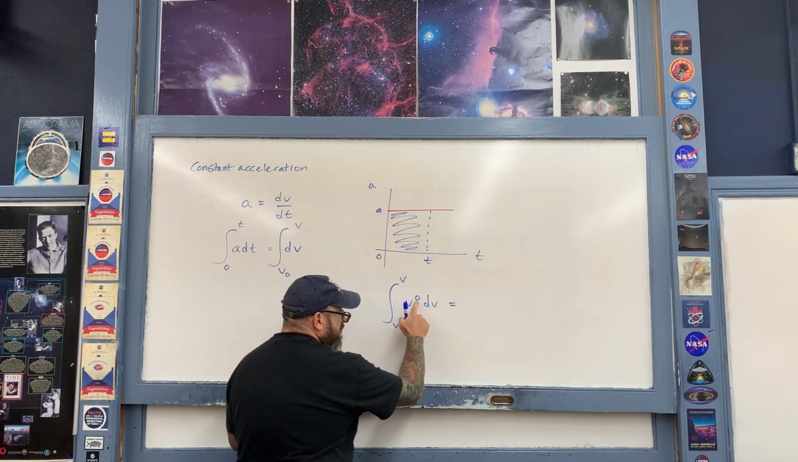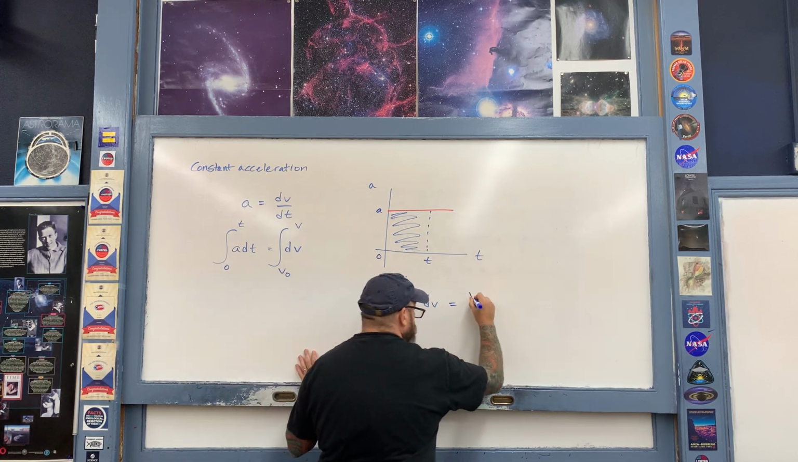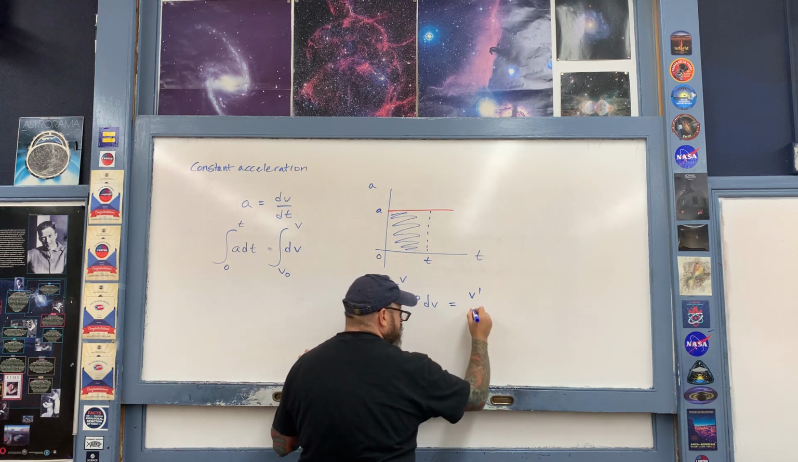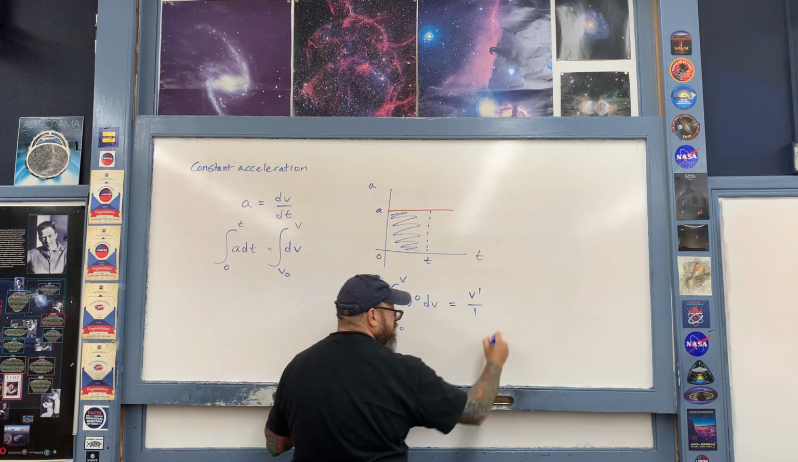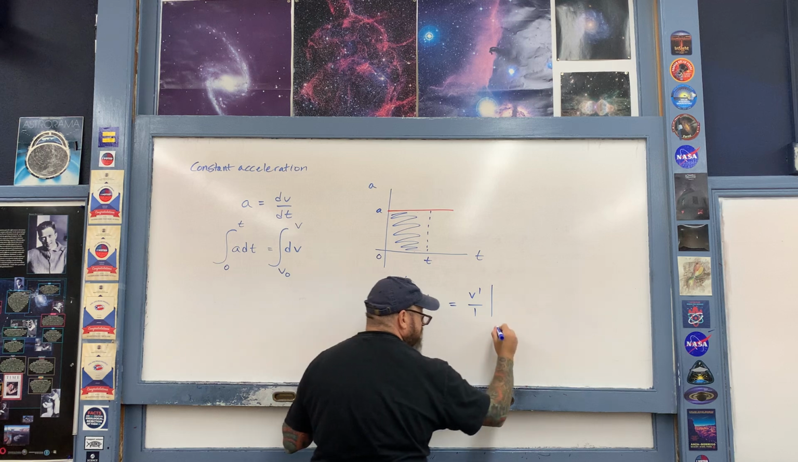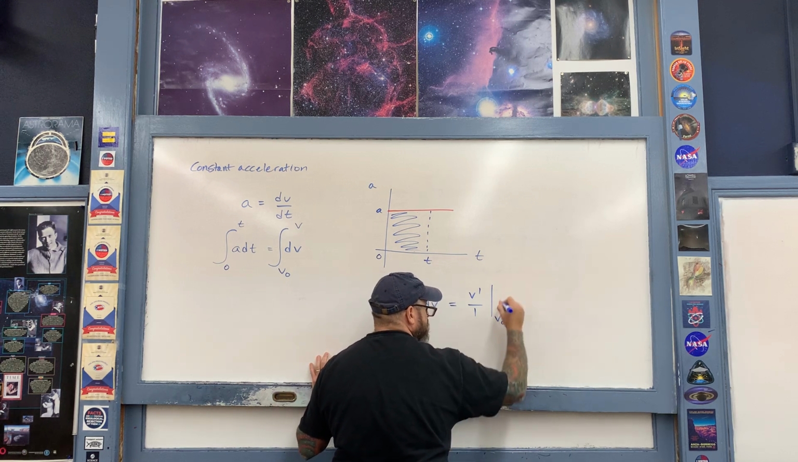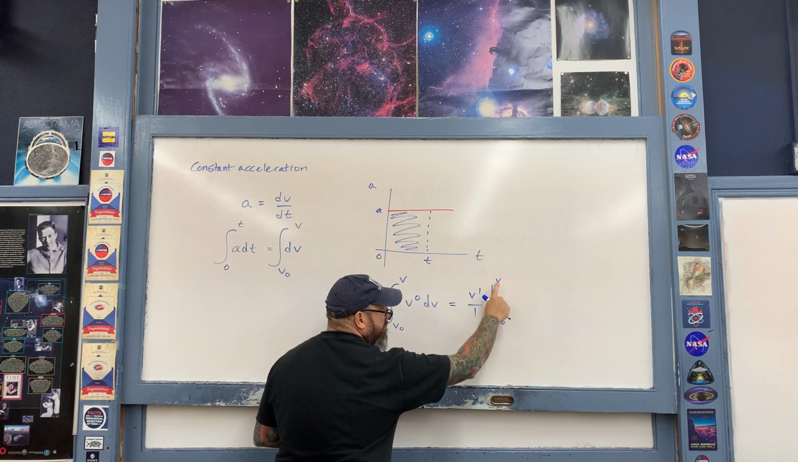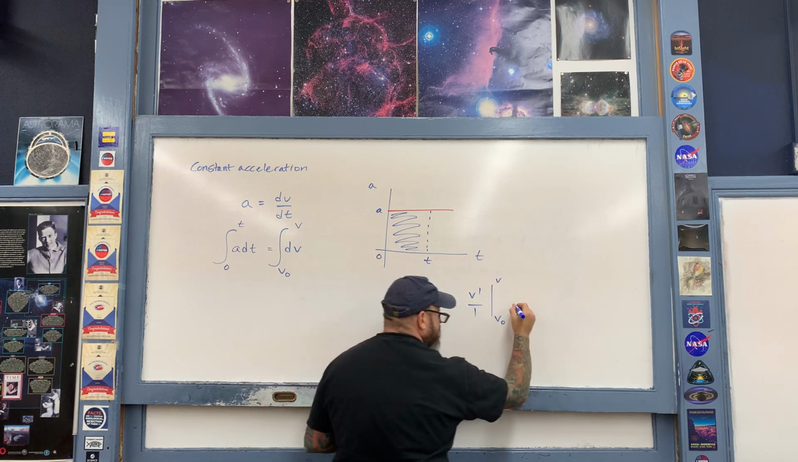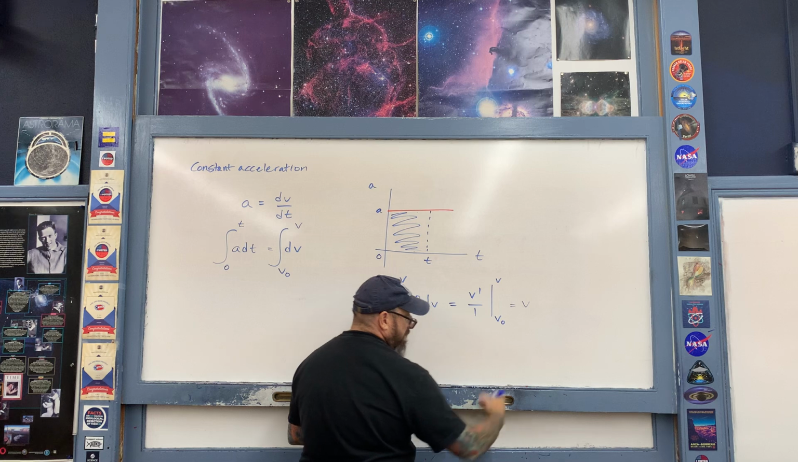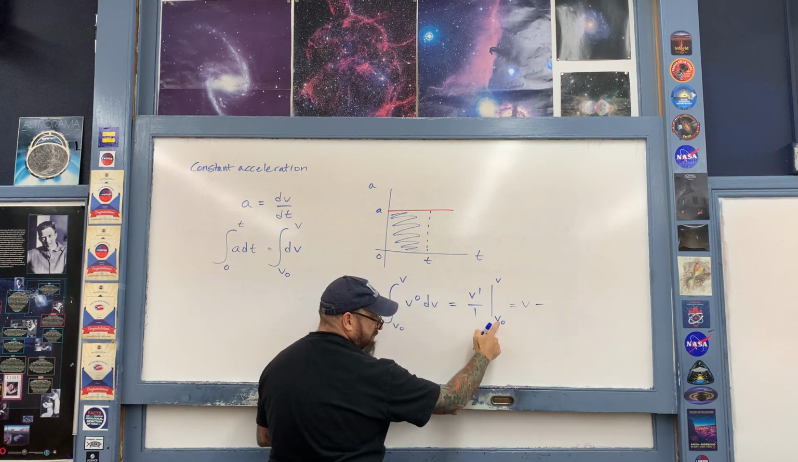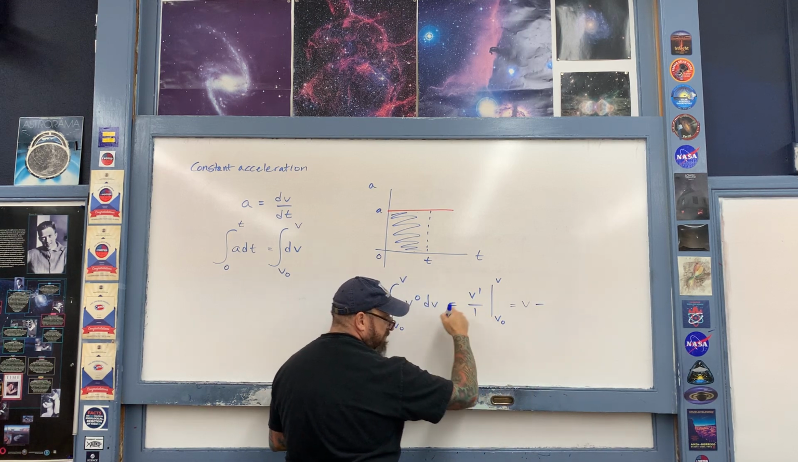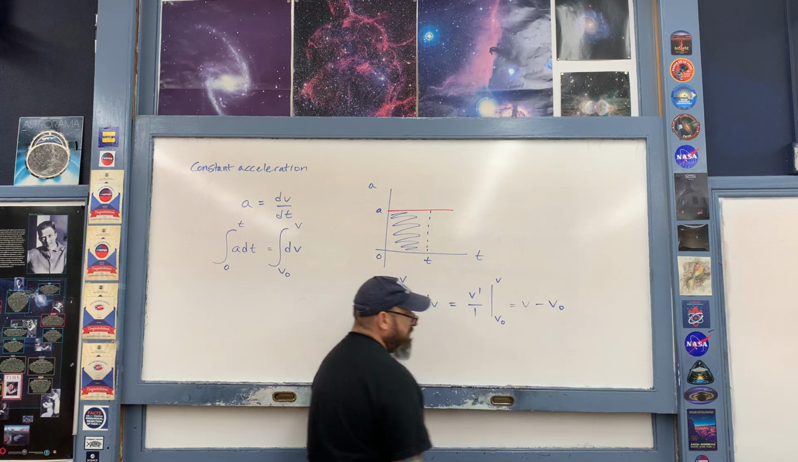We take the value of the exponent and we increase it by 1, and then we divide by that new exponent, and then we evaluate this antiderivative between the initial value of v0 and the final value of v. So take the final value of v and plug it into the function, and you just end up with the final velocity v. Then you subtract from that what happens when you take the initial velocity v0 and plug that into the function, and that gives you v0 like so.